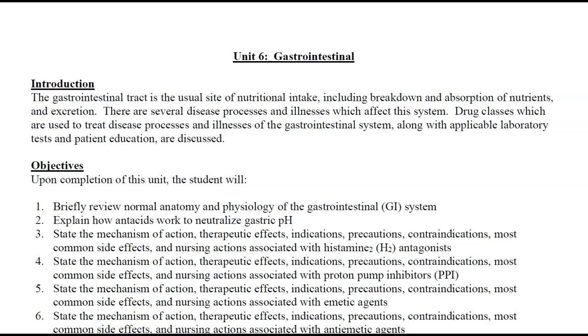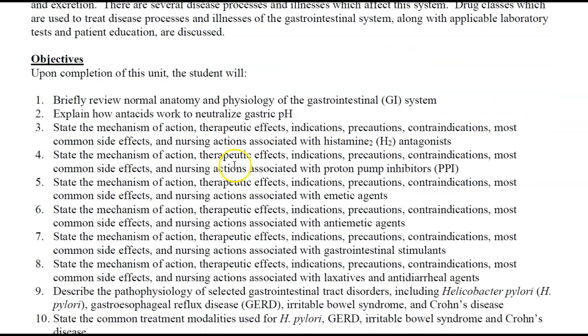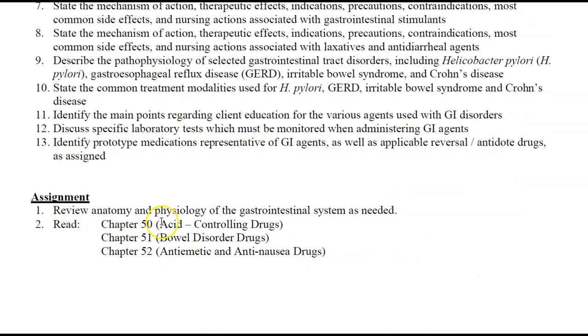Drug classes which are used to treat disease processes and illnesses of the GI system, along with applicable laboratory tests and patient education, are discussed. So here are your objectives, and these are your reading assignments. So definitely review your anatomy and physiology of the GI system as needed. And then these are the chapters to read in case you need more information.